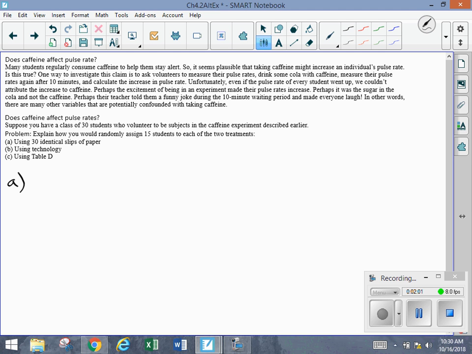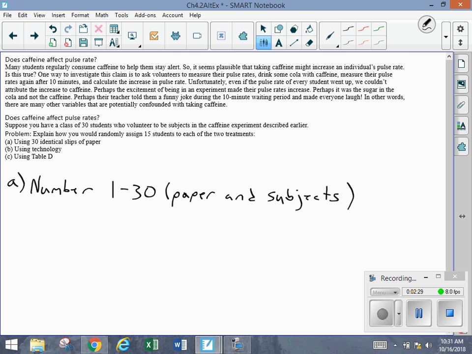So using 30 identical slips of paper, we would name them what? 1 through 30. So number the papers 1 through 30, and the subjects. And then we would draw 15 pieces of paper, to draw 15 numbers.